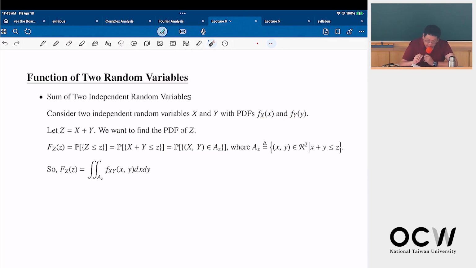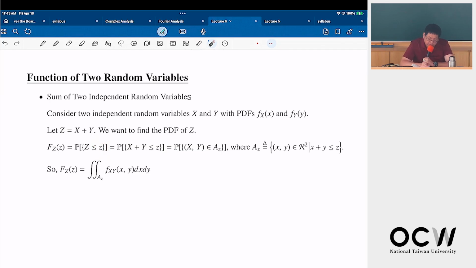And now I have another random variable z. Z equals x plus y. So we want to find the PDF of z. So what is the PDF of z? We can find the CDF first and then take the derivative of your CDF to get the PDF. So let's try to find the CDF of z first. The CDF of z is a probability: your random variable z less than or equal to some point.